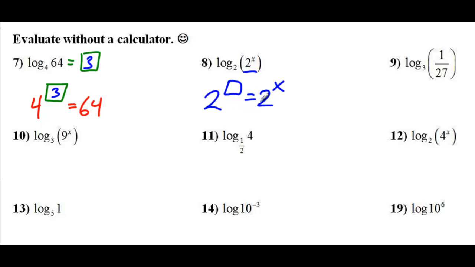See how the bases are the same and the equation is the same? So guess what? The exponents are the same. So that's equivalent to x. Here's another great example. 3 to what power is equal to 1 over 27.